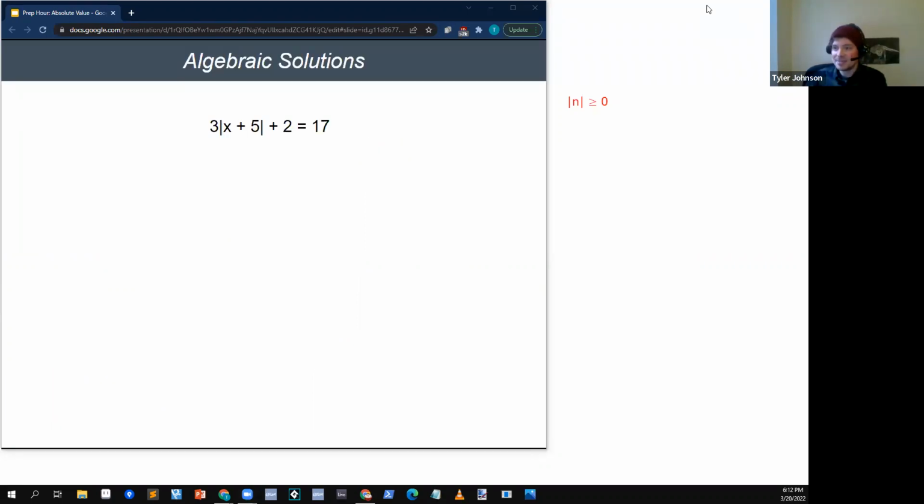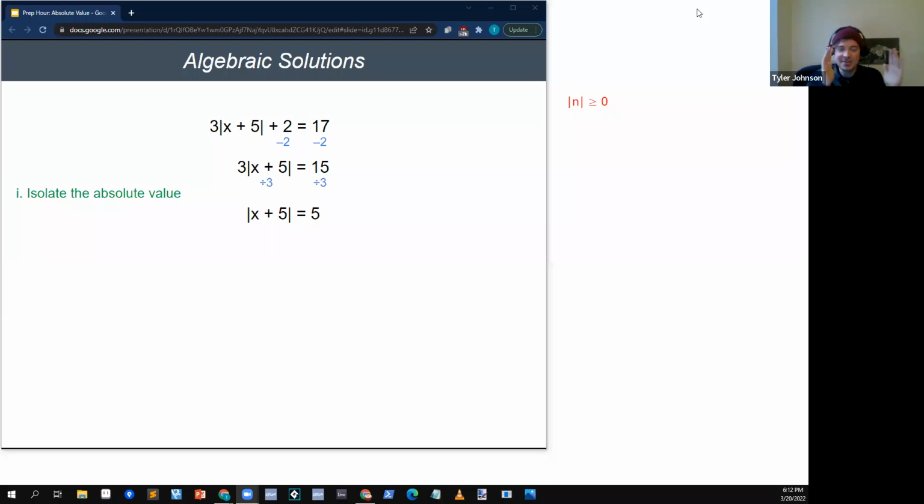So if I start with something like the above, the first step of the process is you want to isolate the absolute value, get it by itself on one side of the equation. So in this instance, subtract 2 from each side. Then I'm going to want to divide by 3, and then boom, I've got it isolated. From here, we're going to break it up into 2 cases.